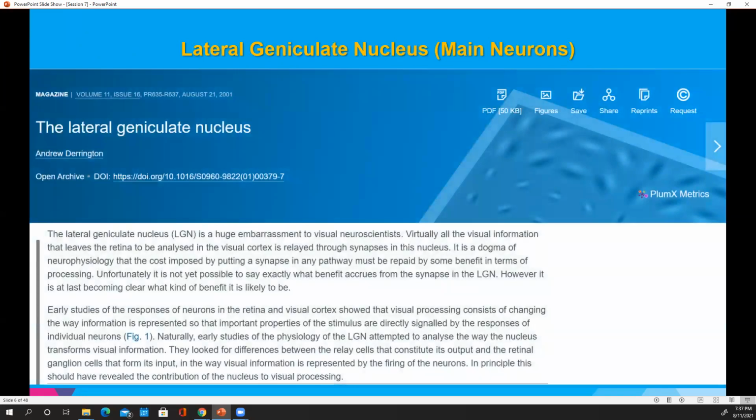I just want to point out one thing. This is from 2001, which is a long time ago, but not like 1957, okay? And here's a line here. The lateral geniculate nucleus is a huge embarrassment to visual neuroscientists, okay?